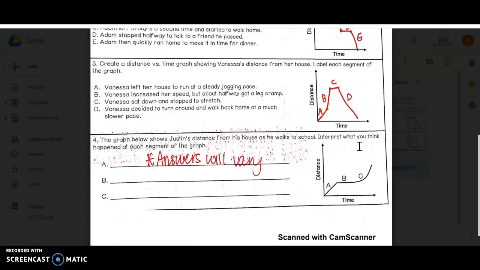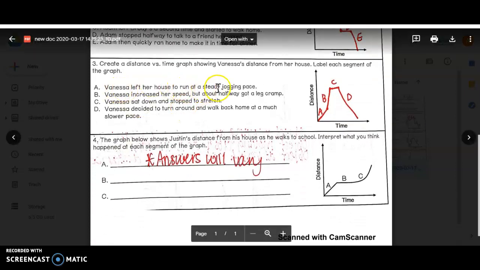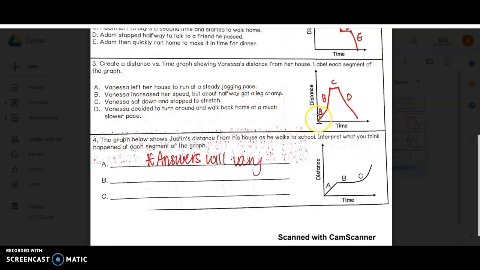Okay, same kind of idea again. Vanessa left her house to run at a steady jogging pace. So she starts here, she leaves her house, she's getting further from her house at a steady pace. She increased her speed, so she's getting further from her house in less time. She sat down and stopped to stretch, so her distance does not change. She's pretty far from her house, but she's just sitting there for a certain amount of time. Okay, and then she decided to turn around and walk back. So this is her distance from her house decreasing because she's walking back home.